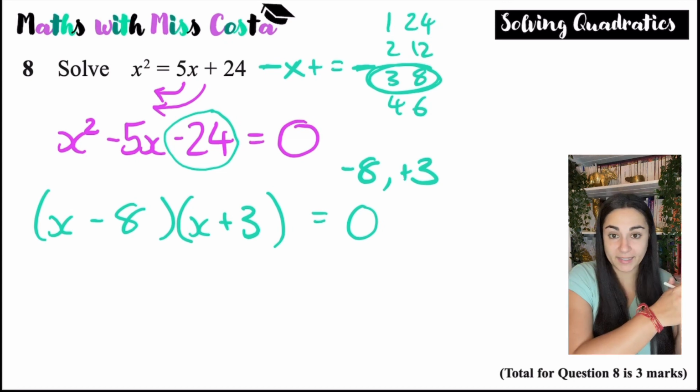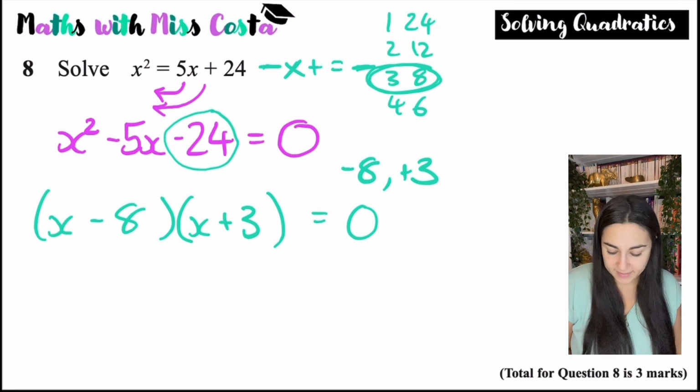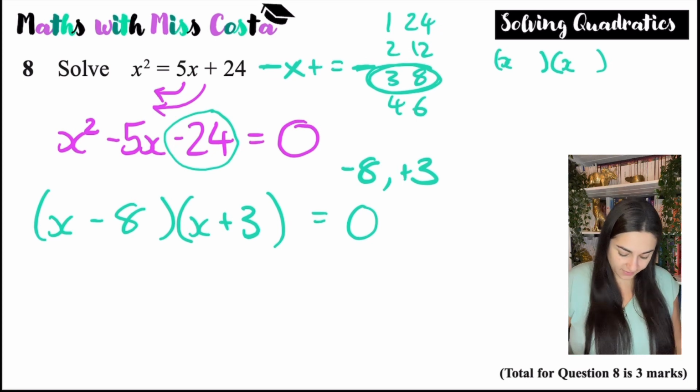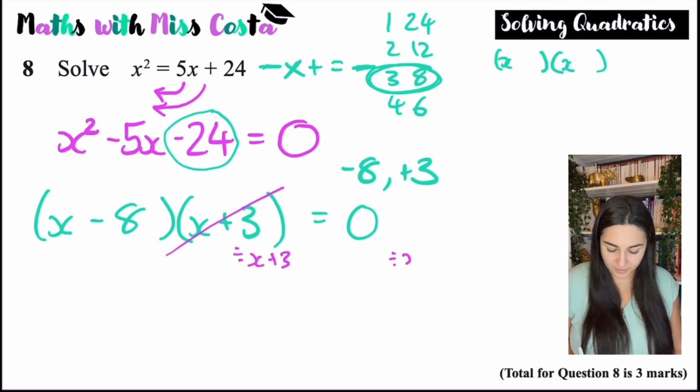This is just a simple x squared. So whenever it's an x squared and you factorize it, it's always going to be like that, x plus something, or x minus. Okay, so now we need to solve it. Now to solve it, remember what we do to one side of the equation, we do to the other. So what I could do is divide both sides of the equation by one bracket at a time. So divided by x plus 3, divided by x plus 3.